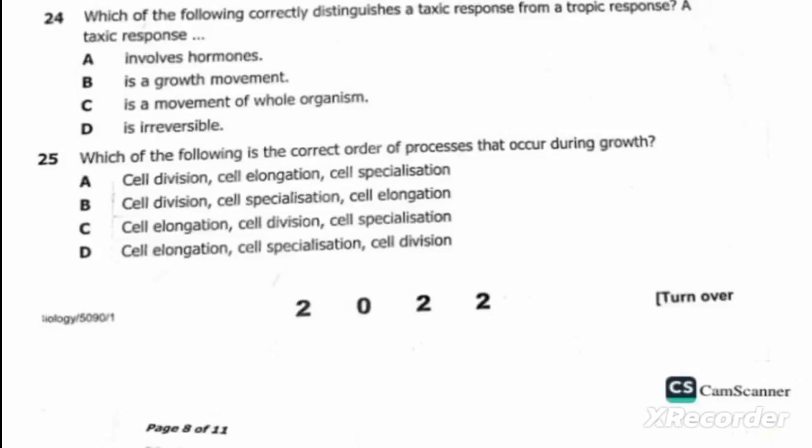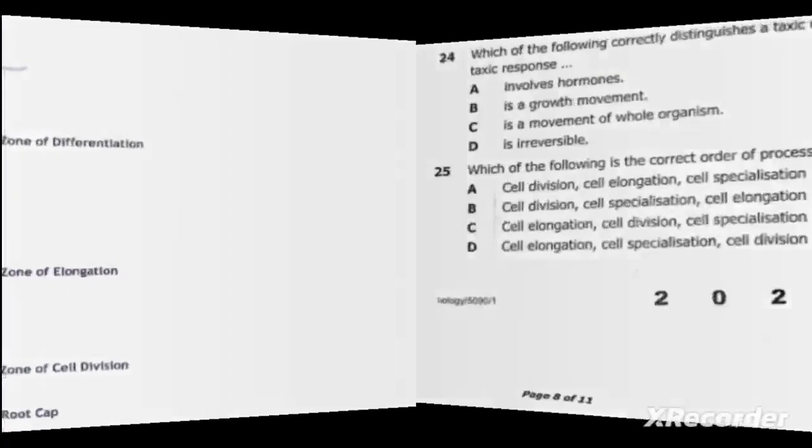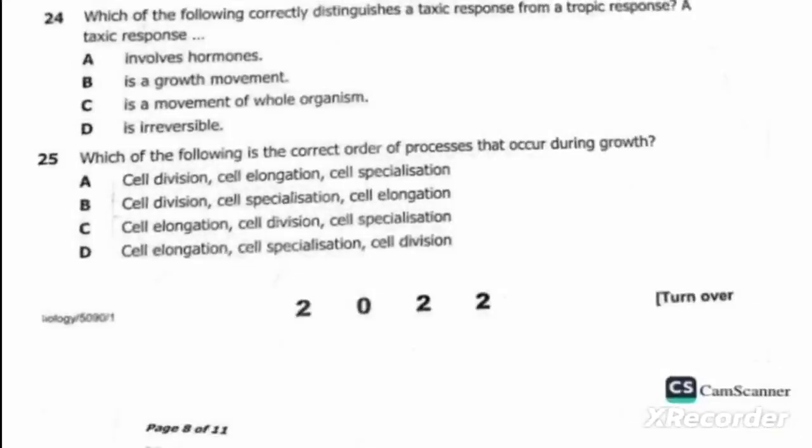Question 25. Which of the following is the correct order of processes that occur during growth? A. Cell division, cell elongation, cell specialization. B. Cell division, cell specialization, cell elongation. C. Cell elongation, cell division, and cell specialization. D. Cell elongation, cell specialization, and cell division.